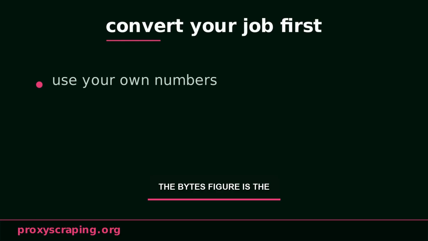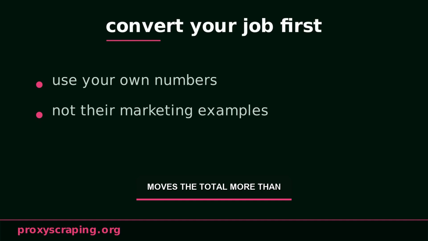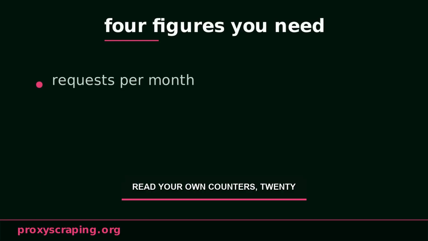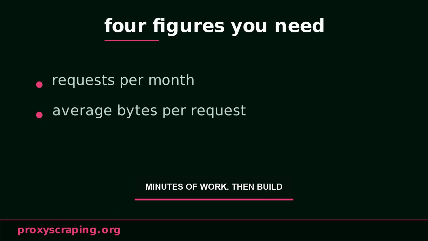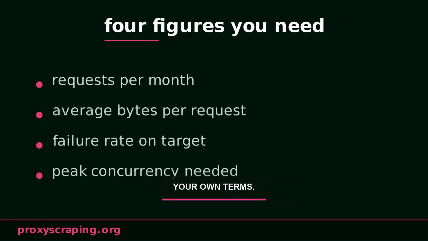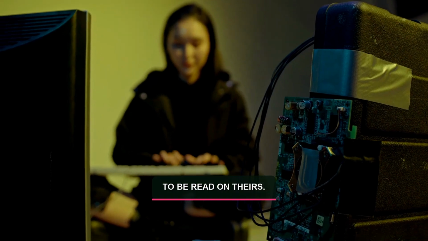The bytes figure is the one people skip, and it moves the total more than any of the others. Run a few hundred requests through whatever you already have. Read your own counters, 20 minutes of work. Then build the comparison in your unit, in your own spreadsheet, on your own terms. Their page was laid out to be read on theirs.